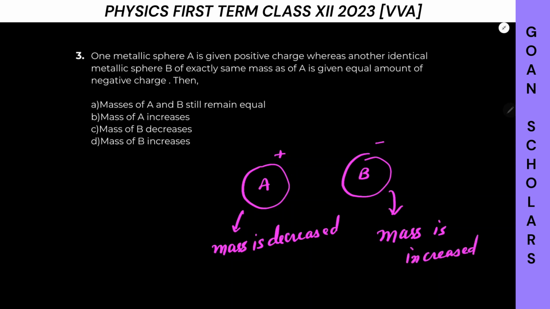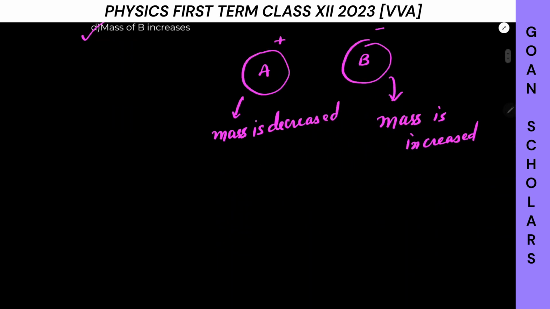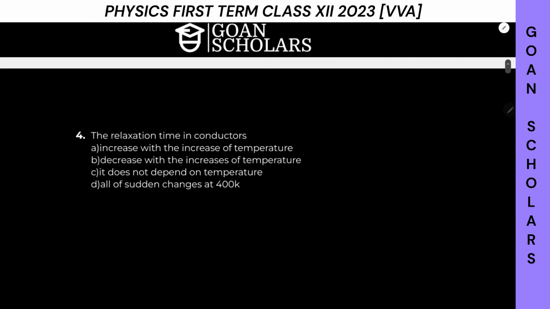So let's now read the question. Mass of A and B will still remain equal? No. Mass of A is increased? No. Mass of B is decreased? No. Mass of B increases? Yes. Because of the extra electrons, mass of B will be increased. Correct? Let's move to question number 4.